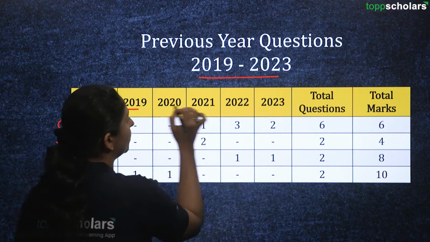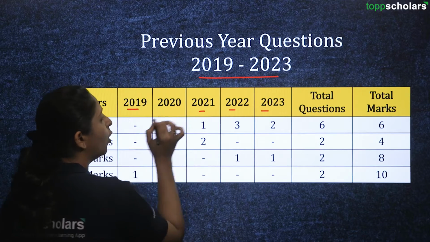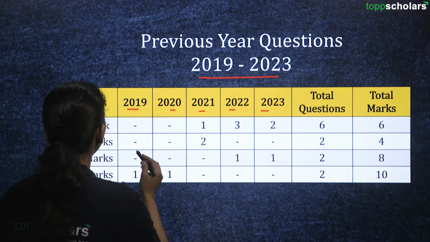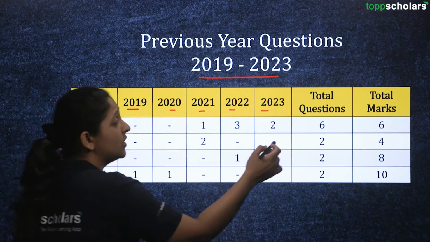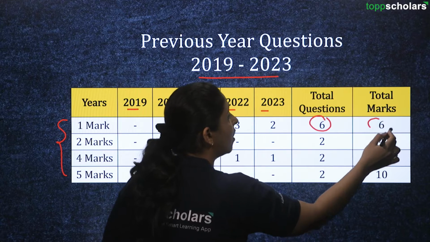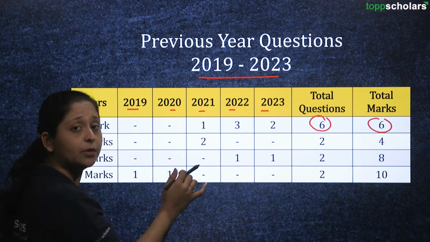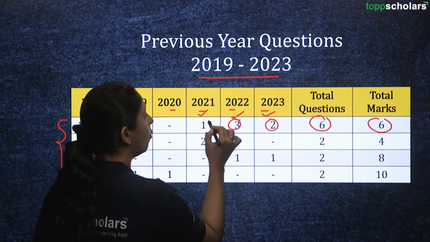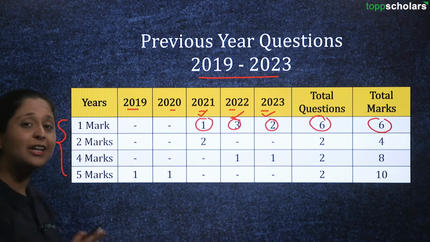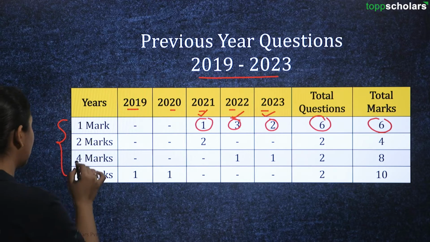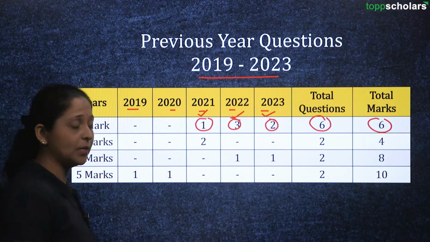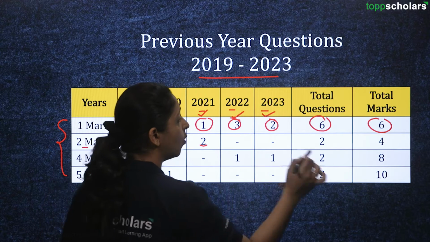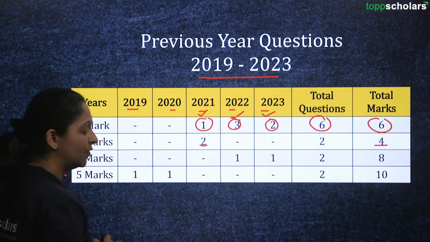And starting from the year 2019 to 2023, all the questions, like how many questions were asked for every year. So for 1 mark, there were around 6 total questions holding 6 marks for you, but this was in the years 21, 22 and 23. So you have 1, 3 and 2 questions respectively for every year. Then if you compare the 2 marking system, there were 2 questions from the year 2021, so holding total 4 marks for you, right children?